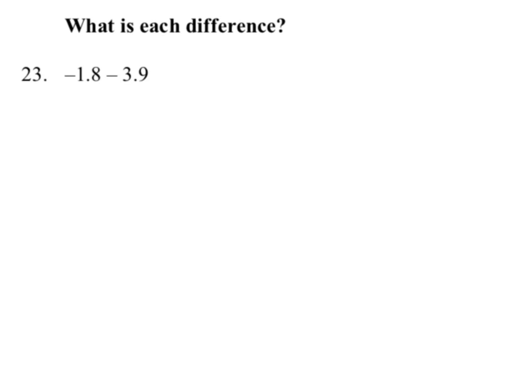Okay, I want to make this quick because this is pretty simple. What's each difference? Well, if this says negative 1.8 minus 3.9, what you're really saying is negative 1.8 minus a positive 3.9, okay?